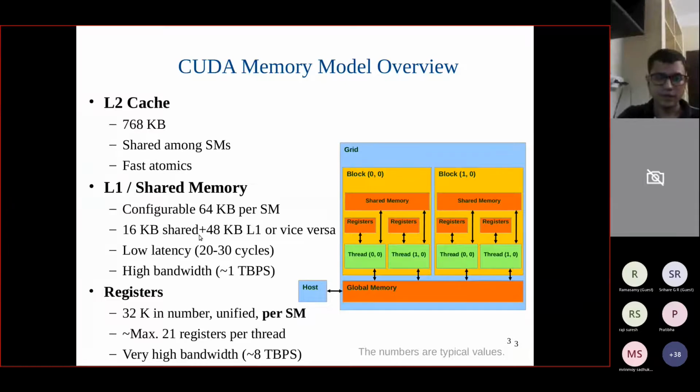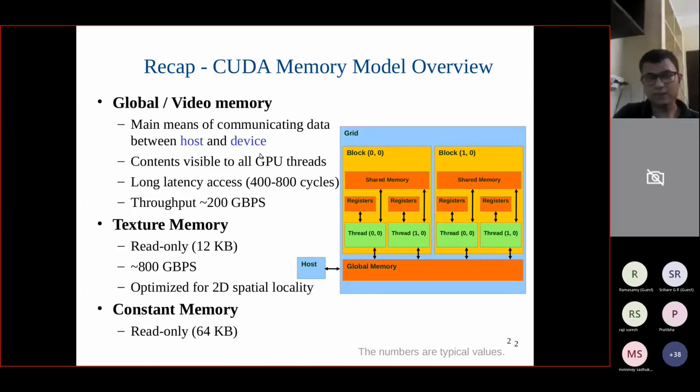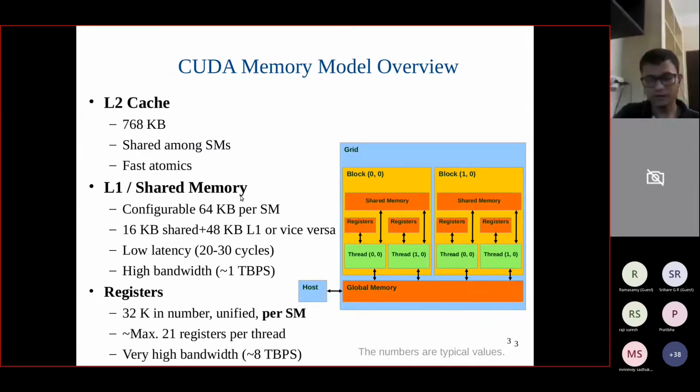One more point, as I specified: a programmer can also control the amount of shared memory. You can specify that you need 16 KB of shared memory, or 32 KB, or 48 KB out of the total of 64 KB that is available. And two more points. First is that the latency of this shared memory or L1 cache is very, very low. It's just 20 or 30 cycles. Compare it with the cycles needed for global memory, and you'll realize that it has very low latency, or it is very, very fast.